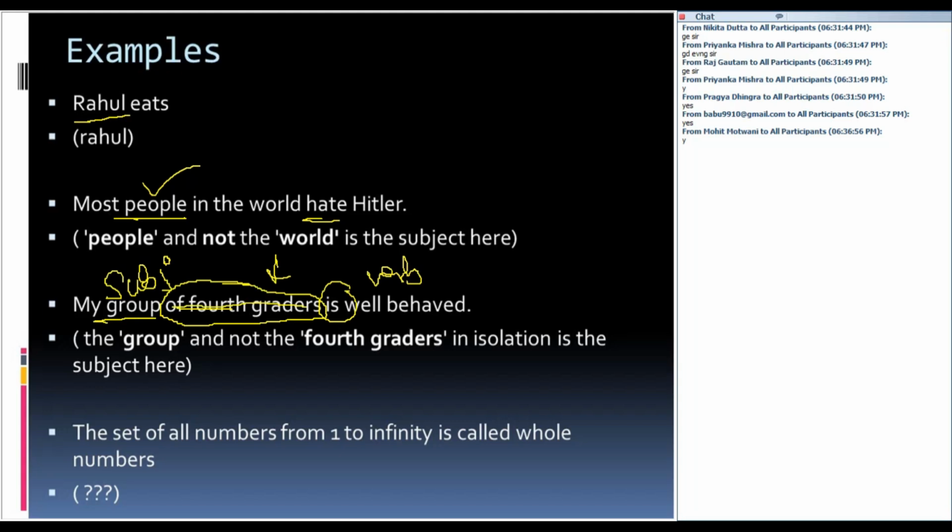So the group is well behaved. My group is well behaved. The subject is group, which is singular, and that is why we have used the singular verb is.